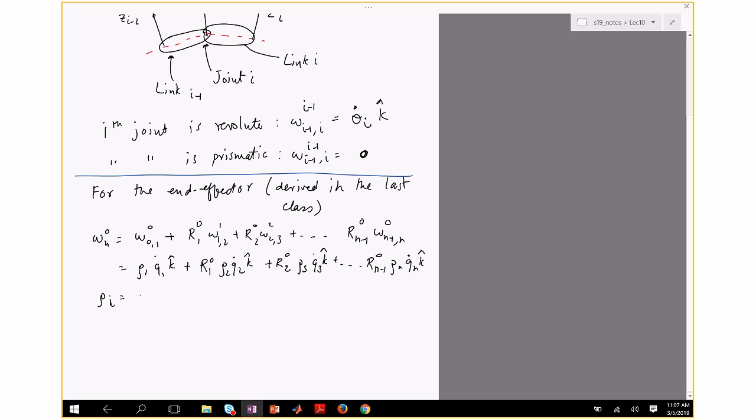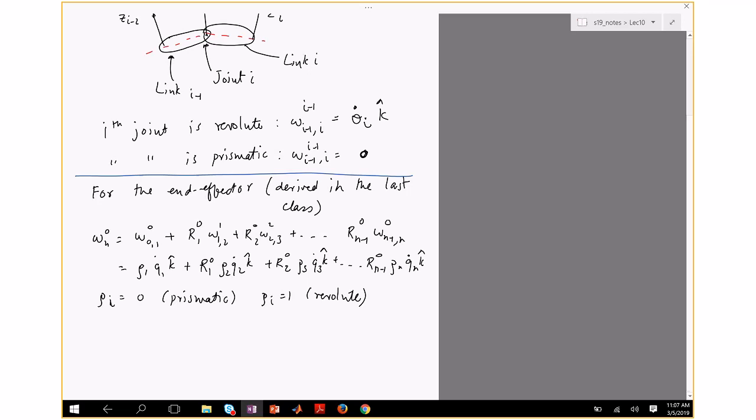Where this rho_i equals 0 if it's a prismatic joint, and rho_i equals 1 if it's a revolute joint. This is just taking care of the fact that some of the joints would be revolute, some of them are prismatic. For a revolute joint, I would have theta_i, and it will be 0 for a prismatic joint.